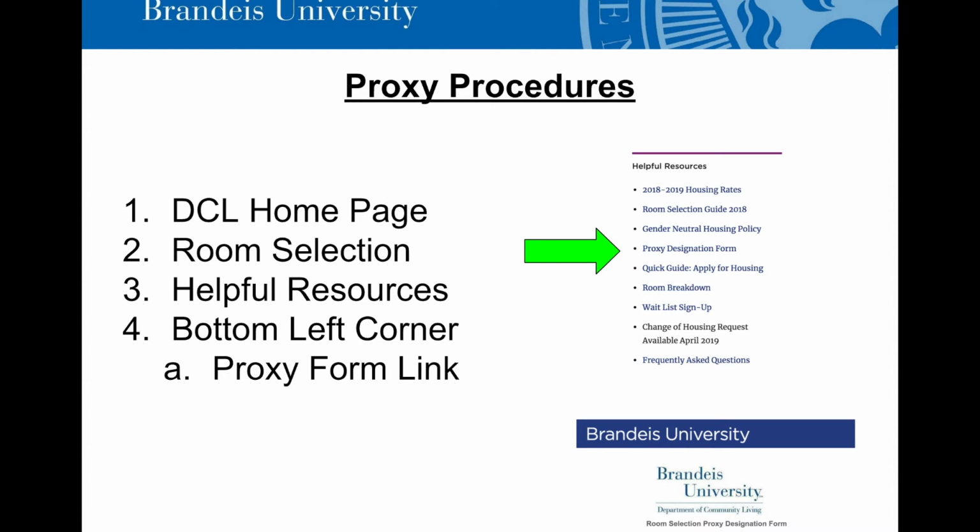Now we will touch briefly on our proxy procedures. Students who wish to participate in the room selection process but cannot select at their assigned time may designate the Department of Community Living as a proxy. The student should indicate their desired living choices to community living staff, as any decisions made by a proxy are binding. Proxy forms will be available from the Community Living website once room selection numbers have been sent out, and must be completed by the person being proxied for in advance.